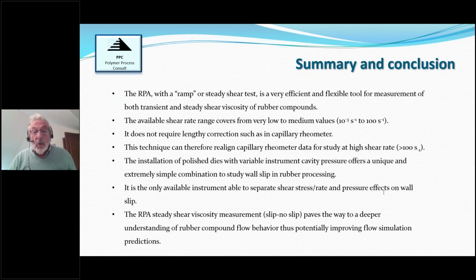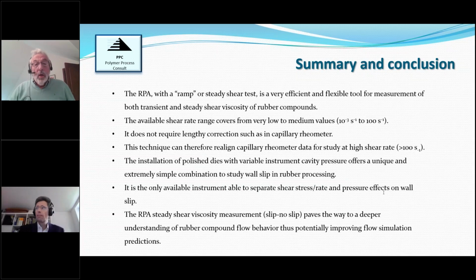The installation of polished dies with variable instrument cavity pressure offers a unique and extremely simple combination to study wall slip in rubber processing. And it's really very, very efficient because the complete study takes only half a day for the wall slip measurement. It's the only available instrument able to separate shear stress, shear rate and pressure effects in wall slip. That is not possible on a capillary rheometer because it's the difference in pressure which gives us the shear stress.